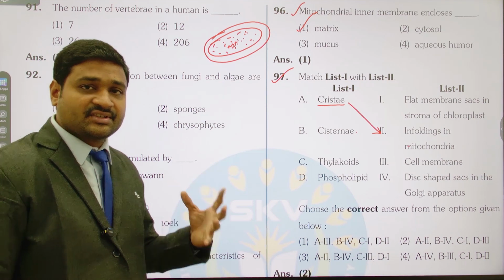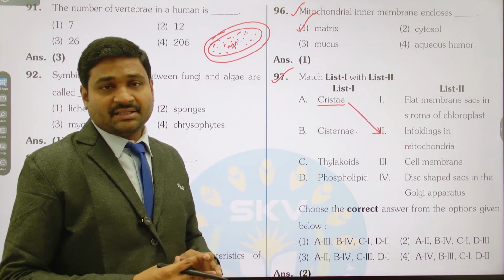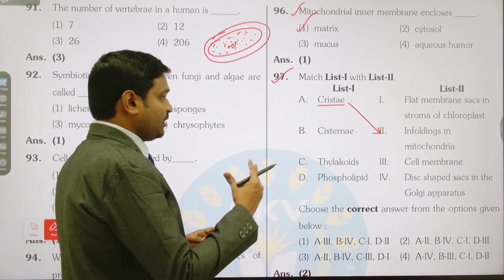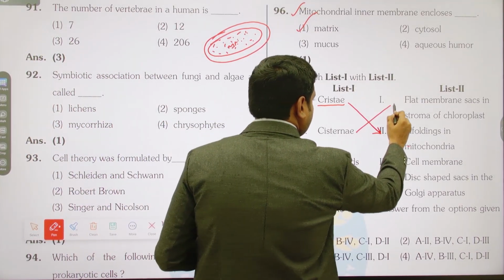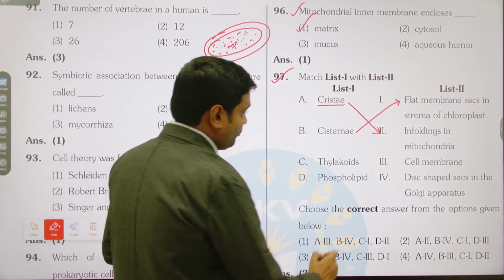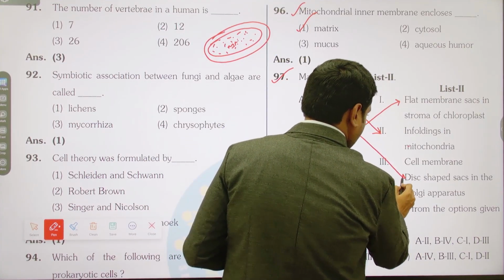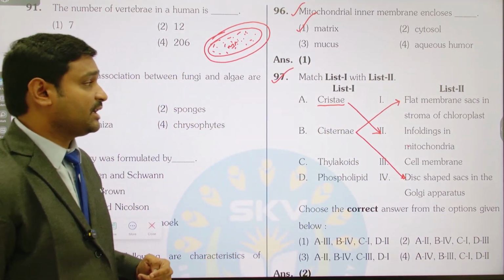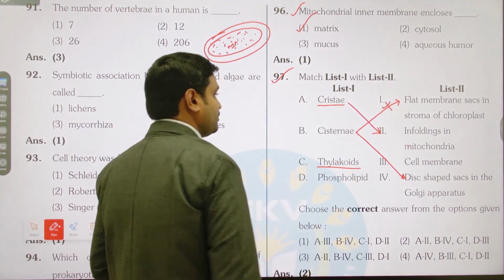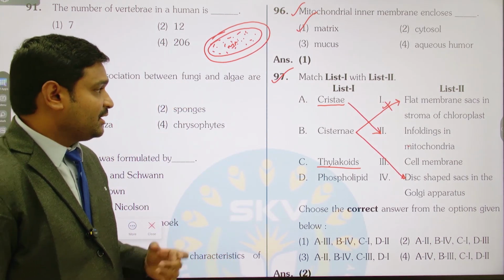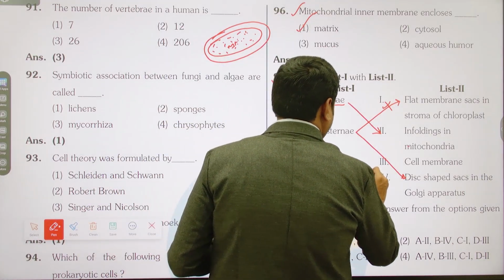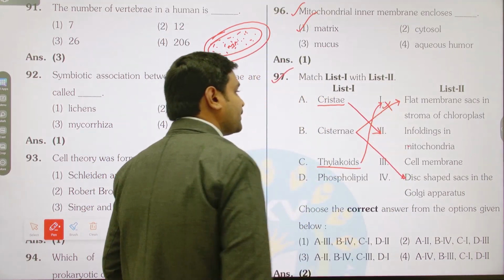Then cisternae. Actually, the cisternae are parts of the Golgi apparatus. They are small, flattened disc-shaped structures. So now here you see cisternae: disc-shaped sacs in the Golgi apparatus. Not this option. And thylakoids, yes, absolutely thylakoids. Thylakoids are also flat membrane structures of the stroma of a chloroplast. So here it is the option.